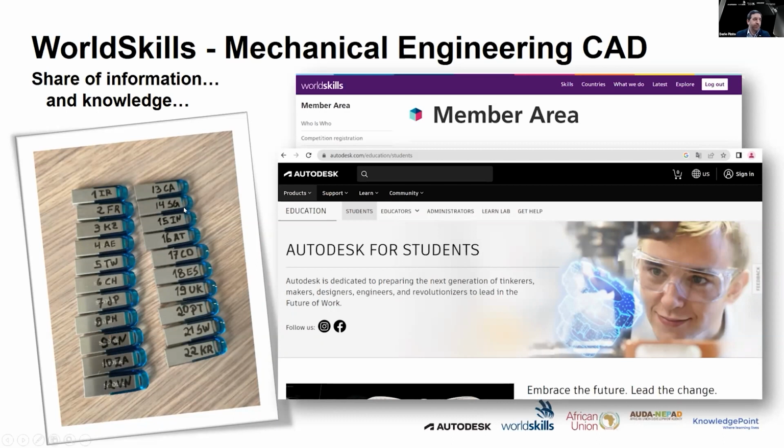Another thing is that we get all the information from the competition and we deliver it to everybody at the competition site. We can do it online, but we know that sometimes there are problems for people to access the information. So we deliver that at the competition. At that point, everybody goes home with all the information.